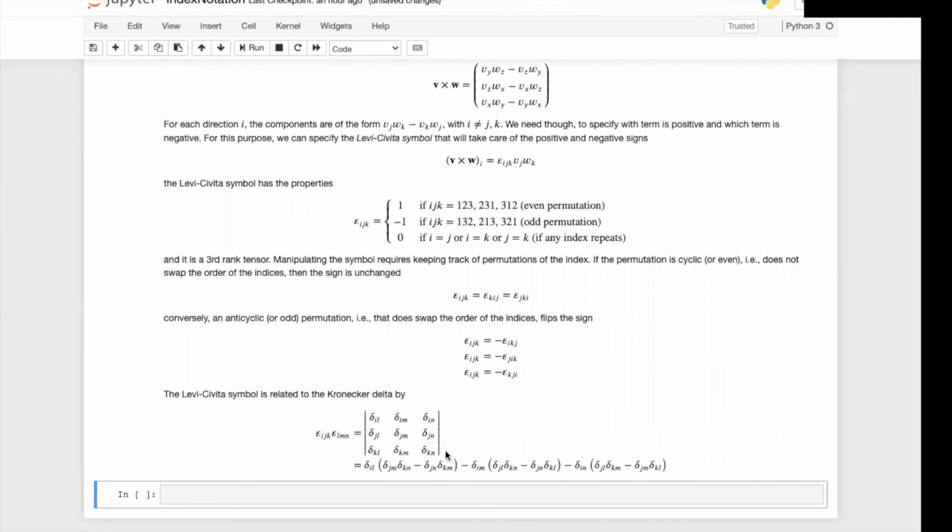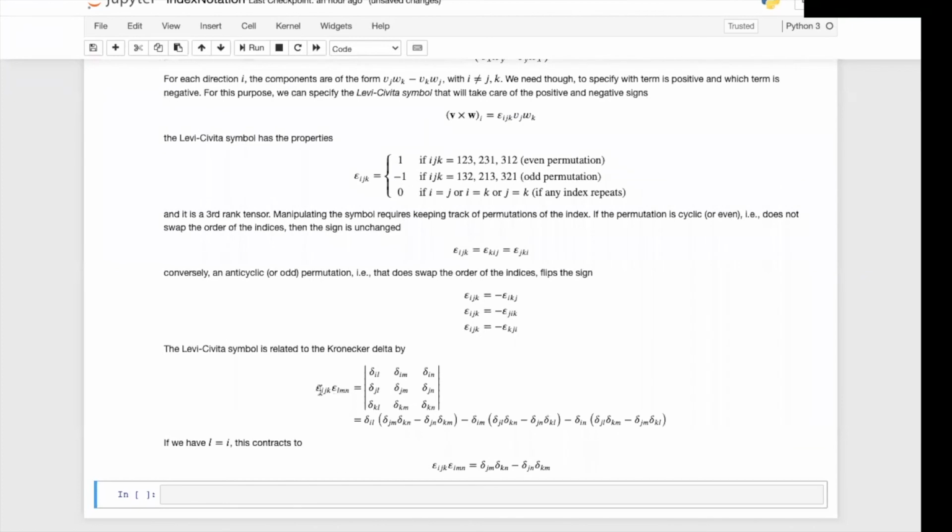Another property is that the Levi-Civita symbol is related to the Kronecker delta by this expression. It is the determinant of this matrix, where the coefficients are the Kronecker deltas. You can expand the determinant and find this expression here with several terms. Particularly important is when you have 2 of these indices being repeated. Say that you have l equal to i, then you have the product of the Kronecker deltas, epsilon ijk times epsilon ijm, and you only have then the i equal to l. So these other 2 terms with Kronecker deltas will cancel out. You only have the first one because i and l are equal to each other. You only have what is inside the first parenthesis. That's called a contraction of the Levi-Civita symbol.